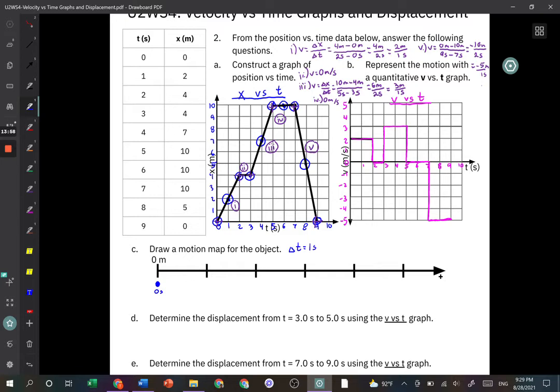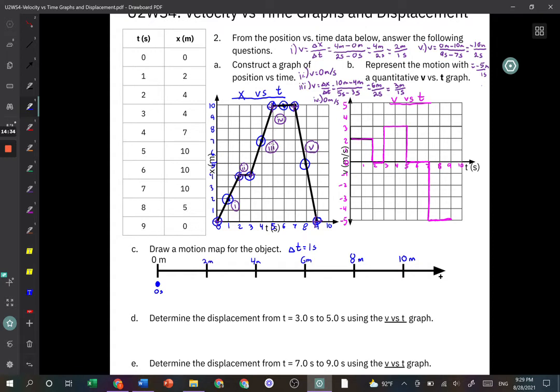Now on my position timeline up here, the positive direction is to the right, but it looks like I only have 5 ticks. So I need to go up to a maximum position of 10 meters, so I'll make that last one over here 10 meters. So that means each one of these is going to be divvied up into 2 meter intervals. So 10 meters at the very end, 8 meters to the one closer than that, 6 meters, 4 meters, 2 meters, and where we started off at was 0 meters.